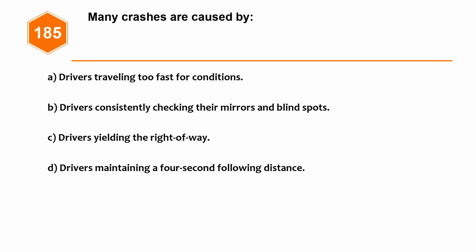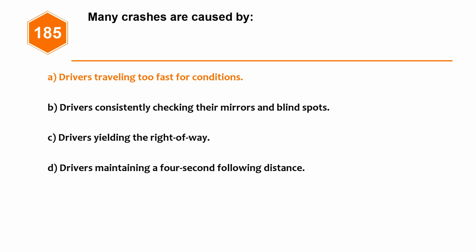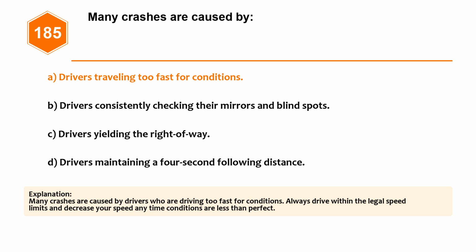Question 185. Many crashes are caused by Option A. Drivers traveling too fast for conditions. Option B. Drivers consistently checking their mirrors and blind spots. Option C. Drivers yielding the right-of-way. Option D. Drivers maintaining a 4-second following distance. The correct answer is option A. Drivers traveling too fast for conditions. Explanation. Many crashes are caused by drivers who are driving too fast for conditions. Always drive within the legal speed limits and decrease your speed any time conditions are less than perfect.